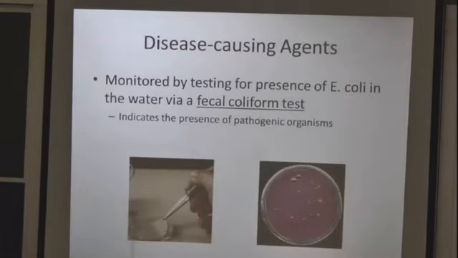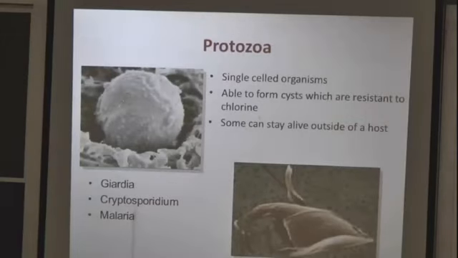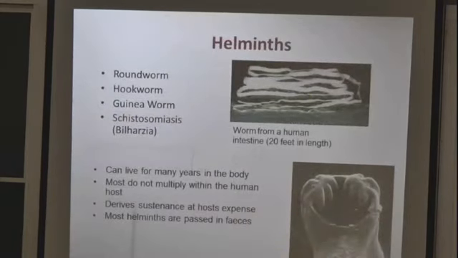Disease-causing agents are monitored by testing for the presence of E. coli. E. coli is a representative indicator organism. If E. coli is present, then other organisms are also likely present. It's easy to detect, and that's how we use it, to indicate the presence of pathogens. Viruses such as hepatitis A and B, dengue fever, and polio are too small to filter out normally. Protozoans cause diseases like malaria, being single-celled organisms. For larger sizes, of course, simple filtration can be done.